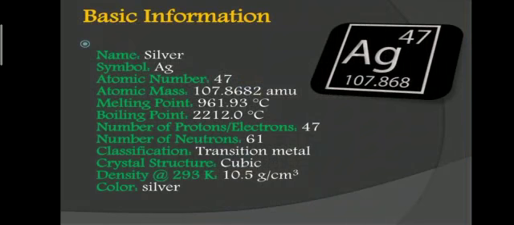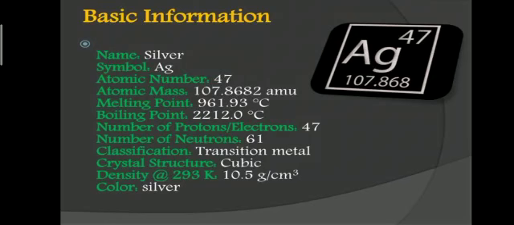Basic information about silver. Its name is silver, symbol is Ag, atomic number is 47. What does atomic number show? It shows the number of protons or the number of electrons. It means the number of protons or electrons in silver is 47. And the remaining are the number of neutrons, which are 61. So the atomic mass is 107.